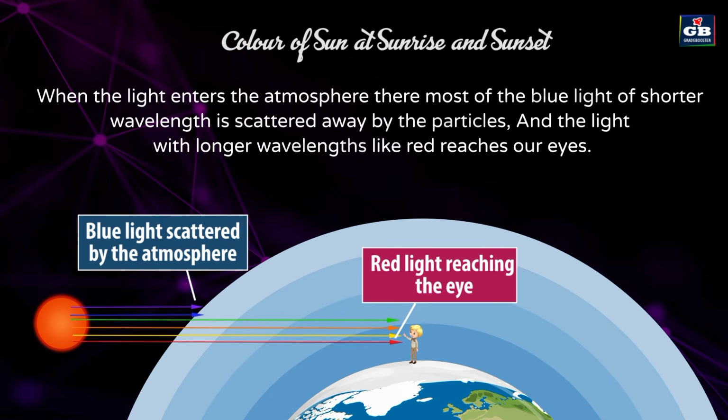When the light enters the atmosphere, most of the blue light of short wavelength is scattered away. That means blue light is filtered. From the light that comes, the blue light is scattered and filtered. Since the blue light is scattered away, the other wavelength light reaches our eyes. That means the red light reaches our eyes. That's why the sun appears red during sunrise and sunset. So this is all about the human eye and the colorful world.